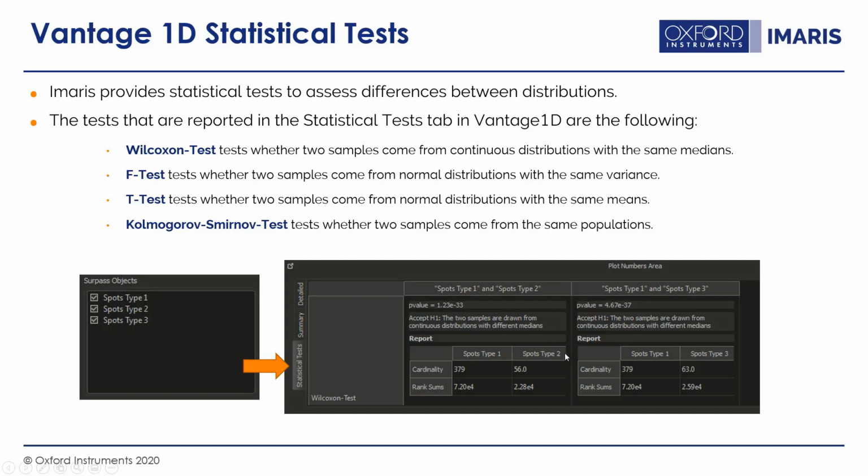tests done by Imaris. Now the sequence, as I said, is important because each object will be compared to the first one. So let's say this is the control, experimental, or in this case, spot type 1, spot type 2, spot type 3. You can compare actually those various objects against always the first one.